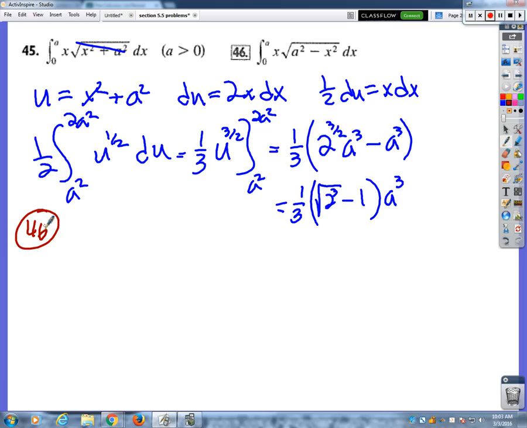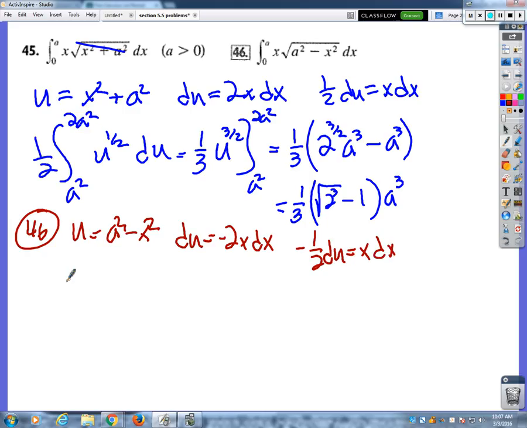Okay, 46 is the same deal. Try it. Okay, so you let u equal a squared minus x squared, I'm hoping, which means that du is equal to negative 2x dx, which, let's just cut to the chase, and so that's negative 1/2 du is going to be x dx. Okay, so that makes the integral negative 1/2 u to the 1/2 du, right?